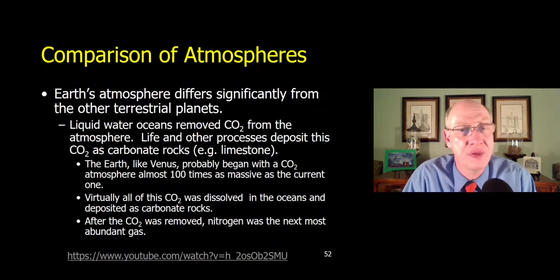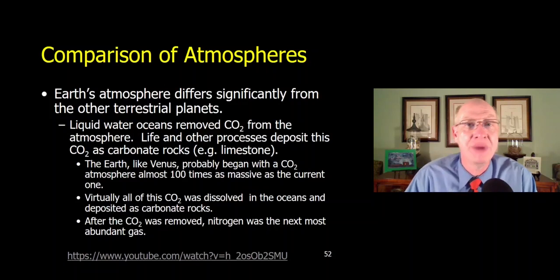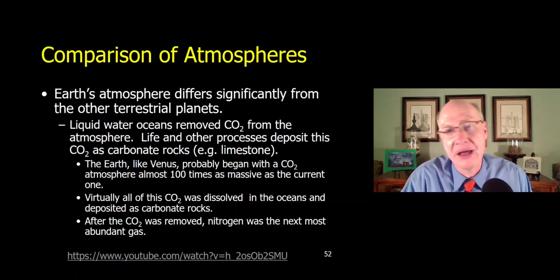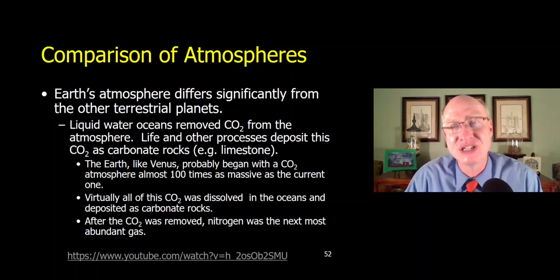Now, once all the carbon dioxide was removed from our atmosphere, the next most abundant element was nitrogen, and that is why nitrogen is the primary constituent of our atmosphere today.